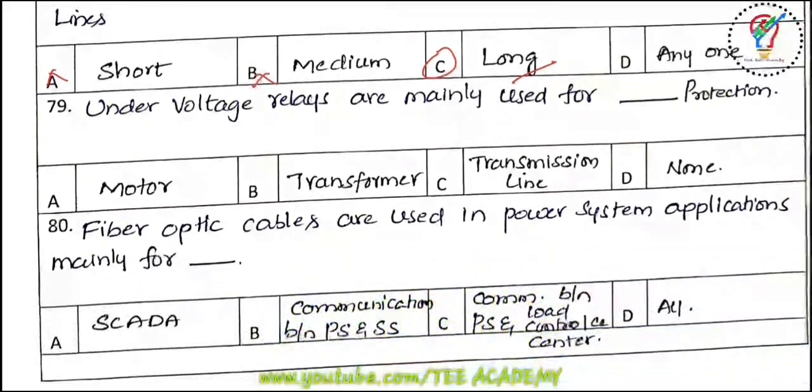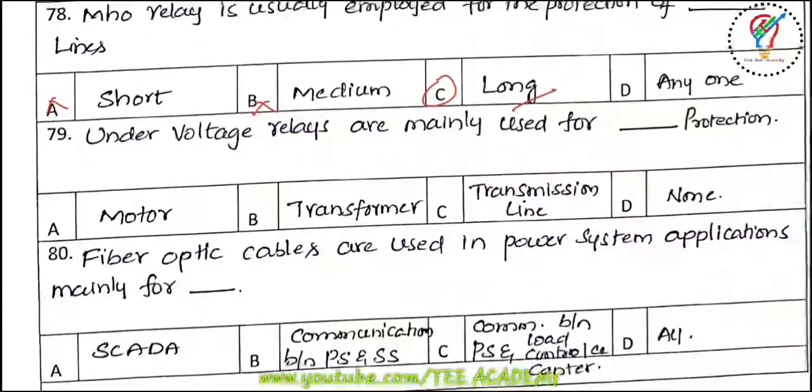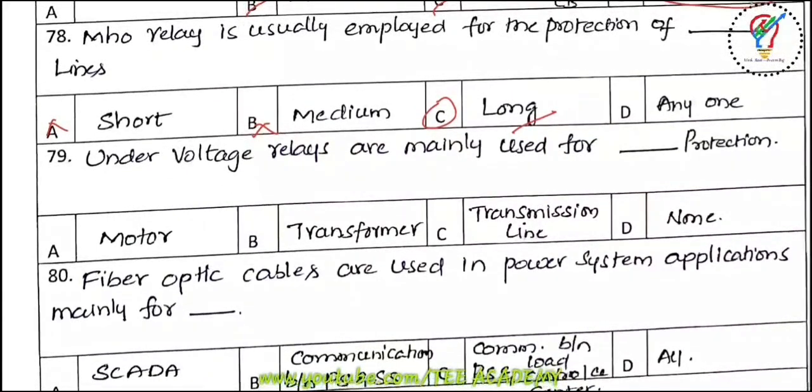Next one, under voltage relays are mainly used for dash protection. So the options are motor, transformer, transmission line, and none. The correct answer for this question is A, motor.